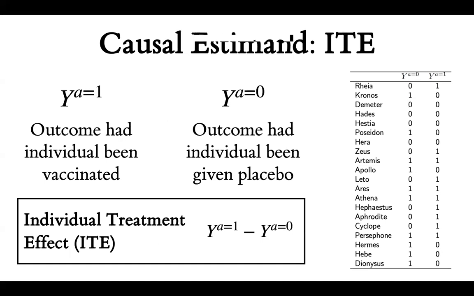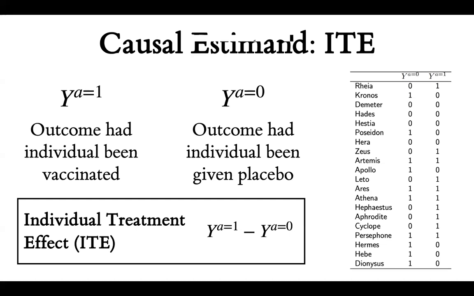Now let's talk about something called a causal estimate. An estimate is the effect that you're trying to estimate from your causal setup. And the simplest type of estimate you can think of is called the ITE, the individual treatment effect. So what is the individual treatment effect? To define the ITE, I need to introduce two new concepts.